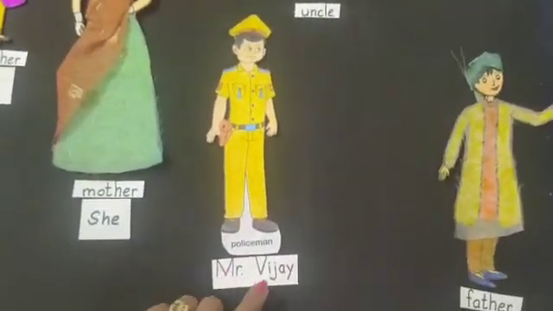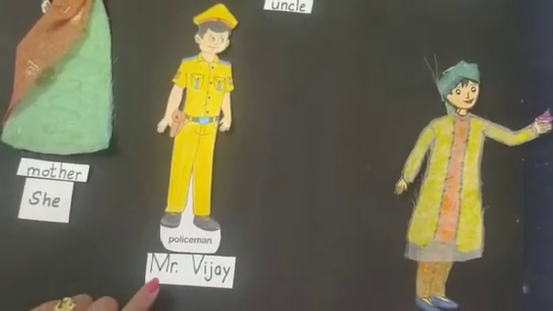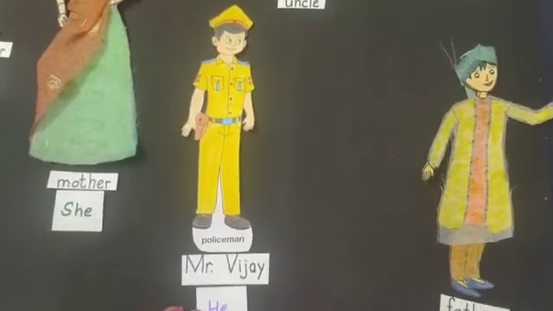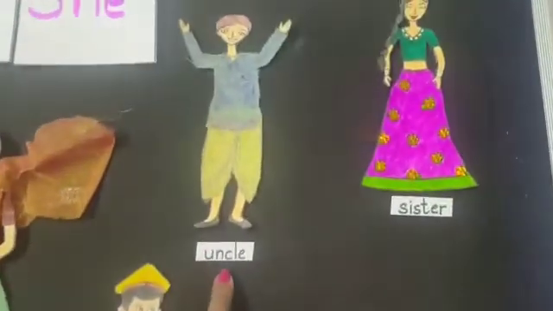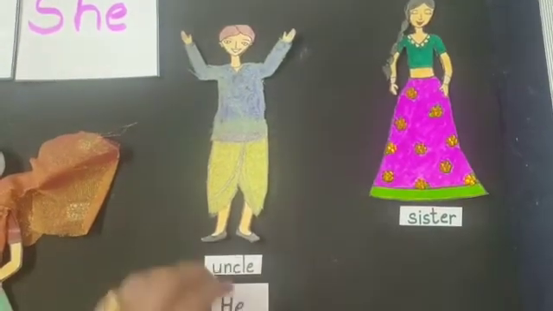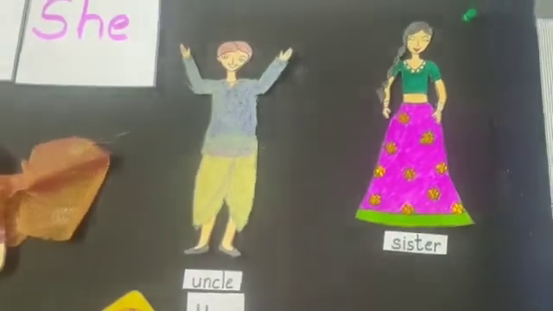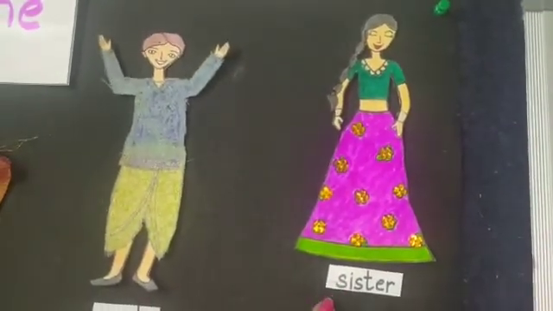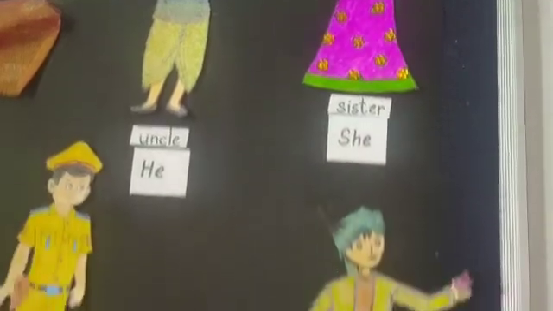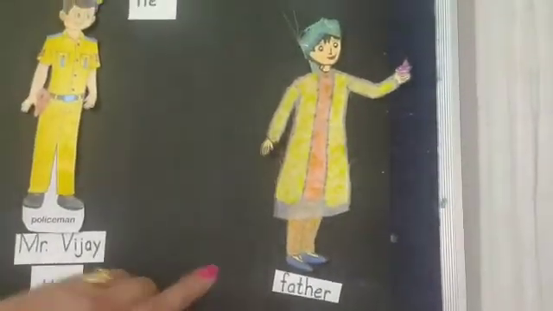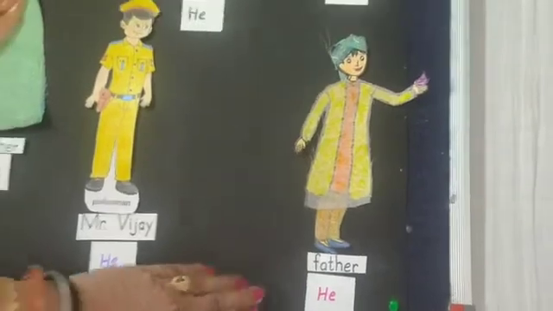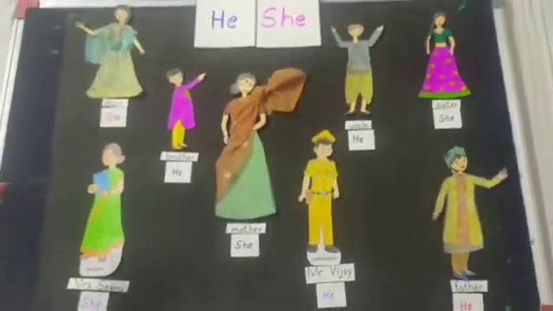Then we have Mr. Vijay, who is a policeman. So Mr. means he or she? You're right. He. So we will place it right here. Then we have uncle. Uncle is a he or a she? Come on, children. Right. He. So we will put he right here. Then we have sister. Sister is a she. Very good. So we put she under sister. And last we have father. Father is he. So we put he under father. So this is a fun activity to make you understand the concept.